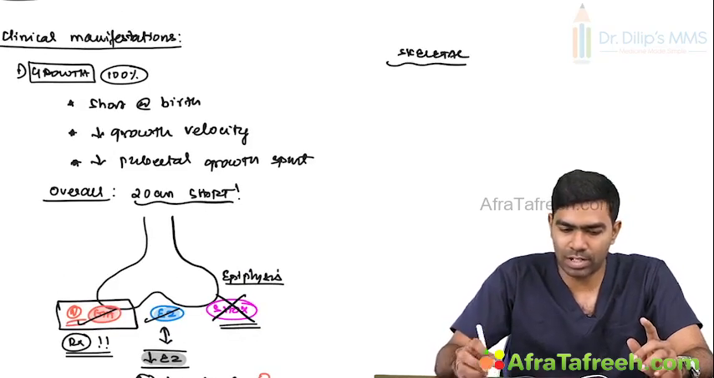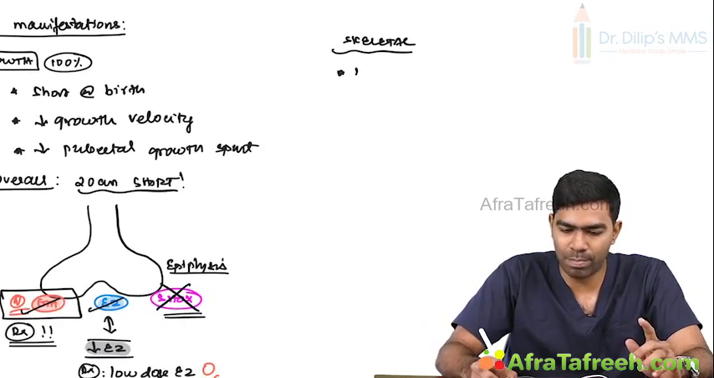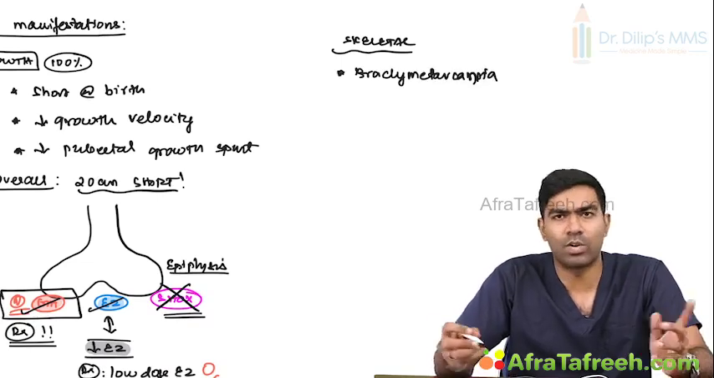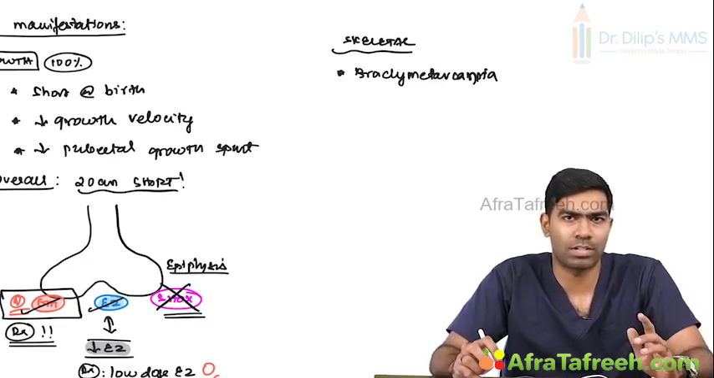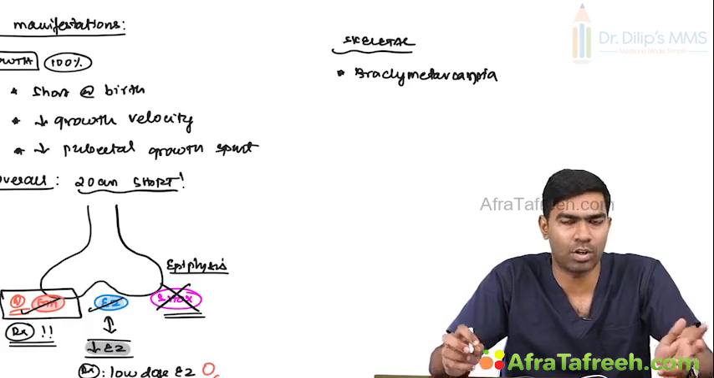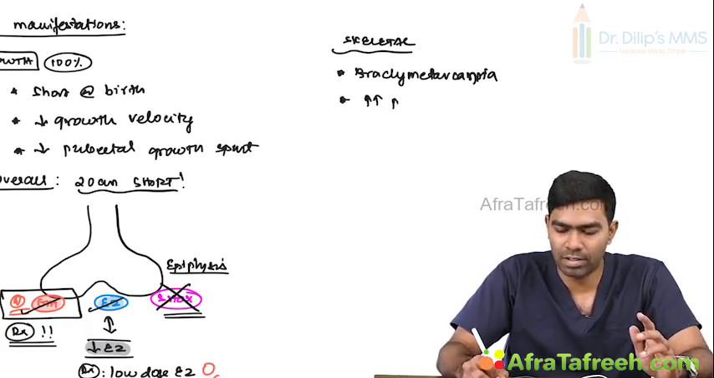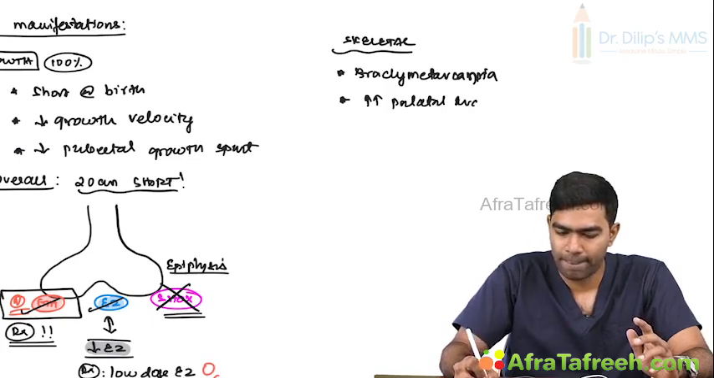What are the skeletal disturbances that you encounter? These patients may have brachymetacarpia, especially the 3rd and 4th metacarpals may be short. You might encounter this in pseudohypoparathyroidism patients also, where they might be having Albright's hereditary osteodystrophy. So brachymetacarpia, and they have a high palatal arch. That's what we call a high arched palate.